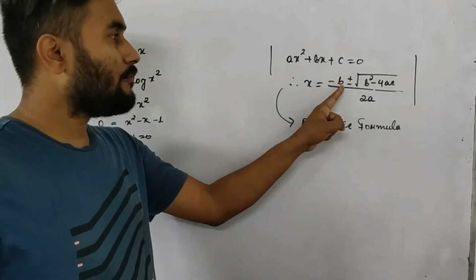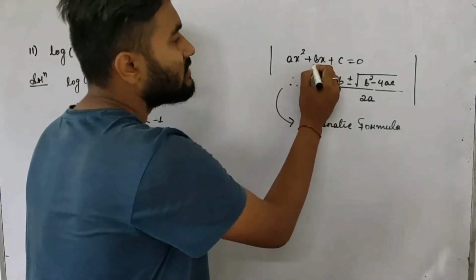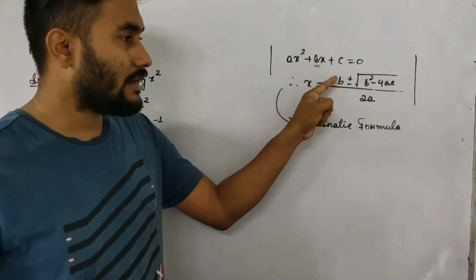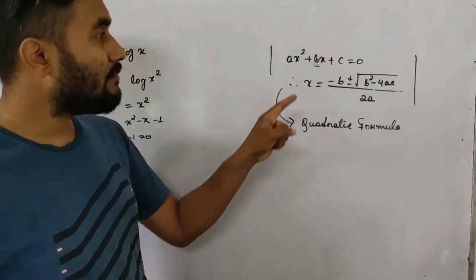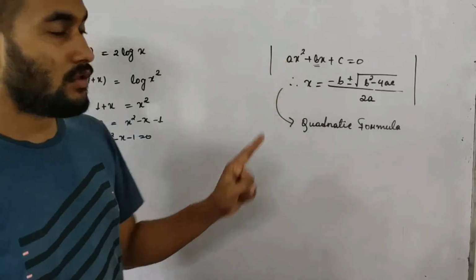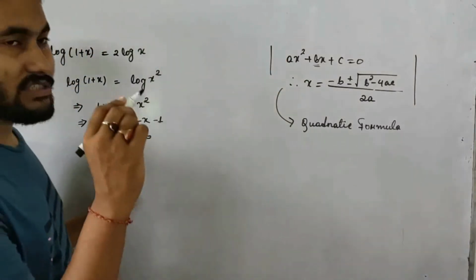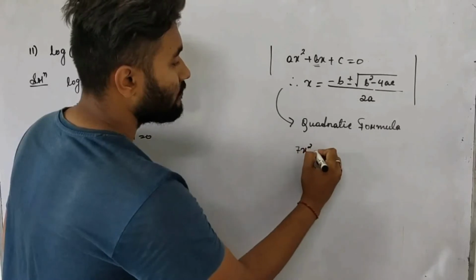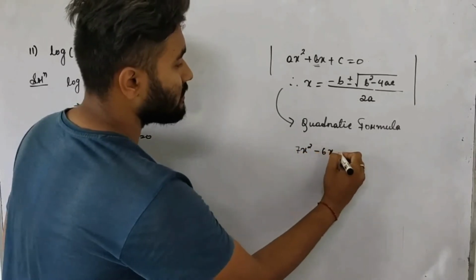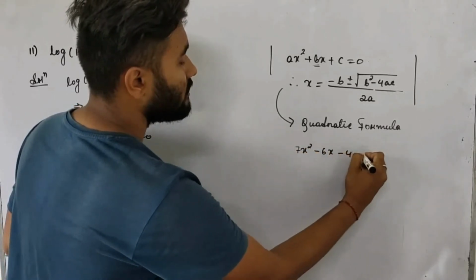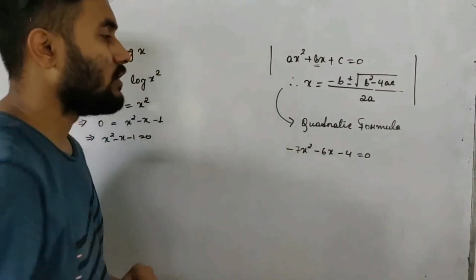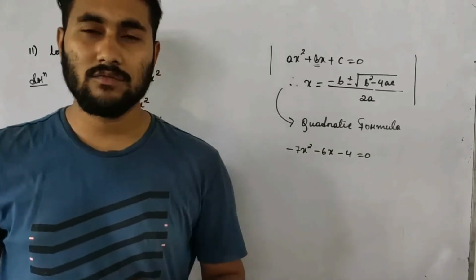What is the value of b? The value of b is the coefficient of x. Whatever the coefficient of x is, that will be your value of b. Remember, there is a plus sign. Let me show you one equation again. Say I have written 7x square minus 6x minus 4 is equal to 0. See, everything I am writing in minus: minus 7x square minus 6x minus 4 equal to 0.